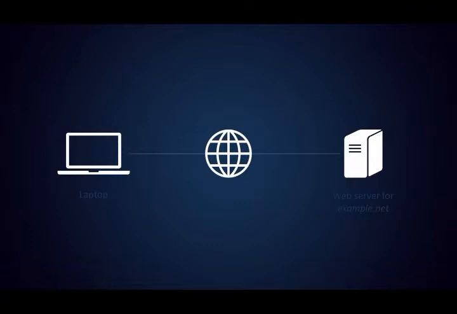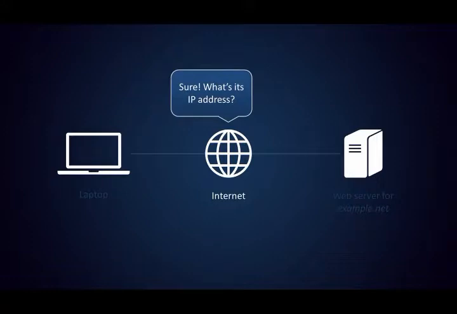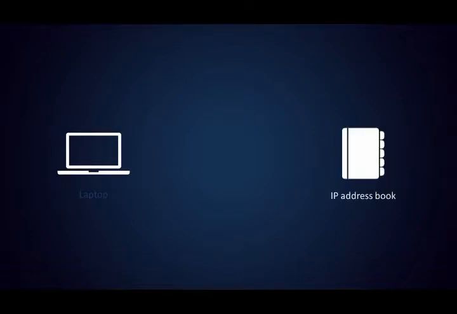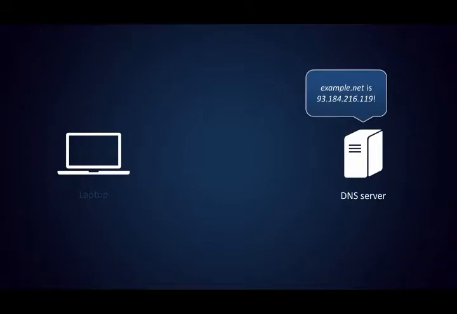Although you know the domain name, you have to remember that the internet runs on IP addresses, so you cannot just ask, hey, can you contact example.net for me? Because the internet can't, it only knows IP addresses. This is where DNS comes in. Think of it as a gigantic address book that tells you at which IP address any domain name can be contacted. To look up an address, you ask a special DNS server something like, who is example.net? And it'll tell you the answer.